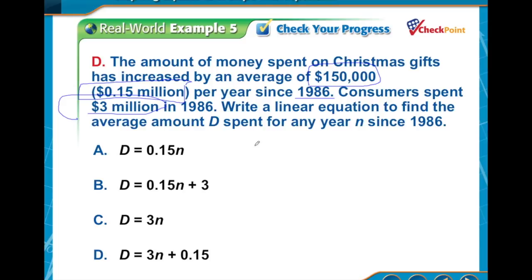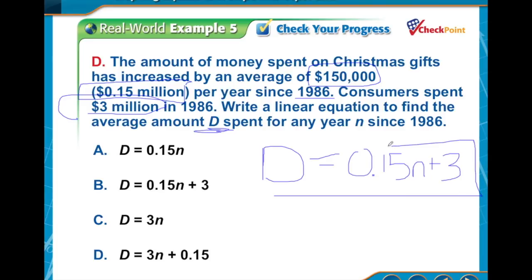We want to write an equation for the amount spent. So D is our amount spent. It will be equal to, we spend 0.15 million per year. Anytime you see per, it's going to be multiplying. So 0.15 times the number of years. Every year they spend this much. Plus, how much did they originally spend in 86? 3 million. So 3 million originally, plus we spend this much more every year.